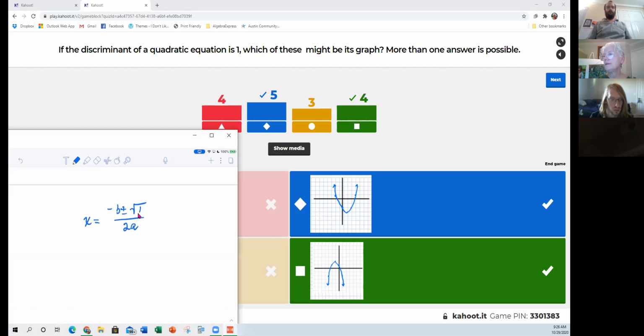All right, so if it's the square root of 1, that's a positive value. So this would be -b plus or minus 1 over 2a. And you could split that up into -b plus 1 over 2a and also -b minus 1 over 2a. So that means that there's 2 roots, which means it's going to cross the x-axis 2 times. So if the discriminant is a positive number of any kind, that means that the graph is going to cross the axis 2 times because there'll be 2 roots, 2 solutions.